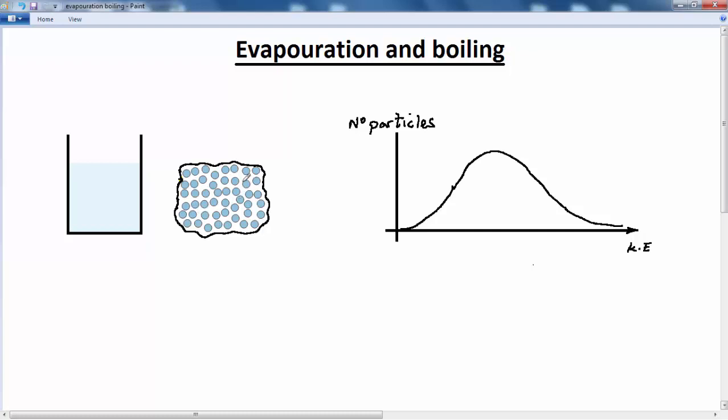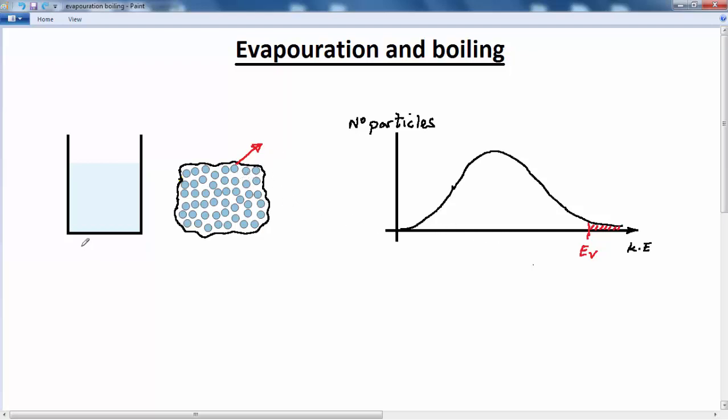Now, as I mentioned earlier, only those particles with enough kinetic energy are able to break through into the gas state. So if we represent that energy here on our graph, supposing this is the kinetic energy required for the particles to evaporate, to go from the liquid into the gas state, then on our distribution only these particles here have enough kinetic energy to escape into the gas state, or evaporate.